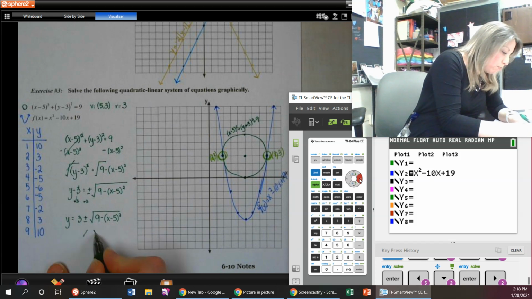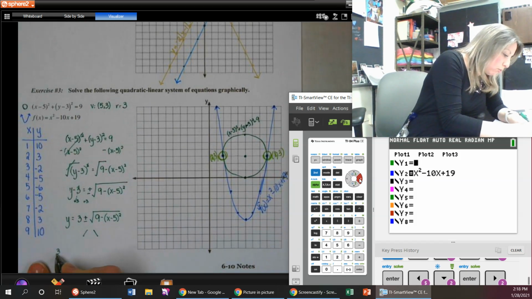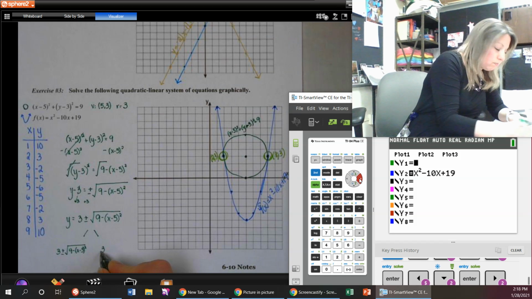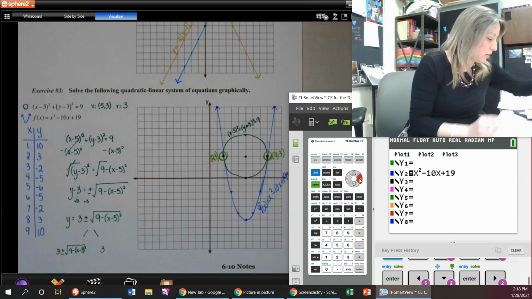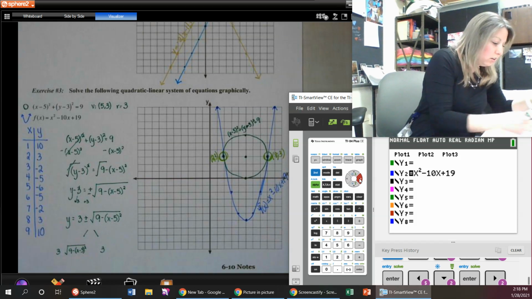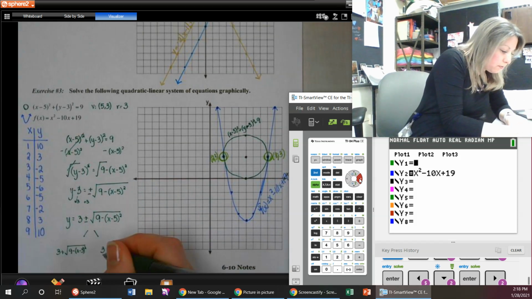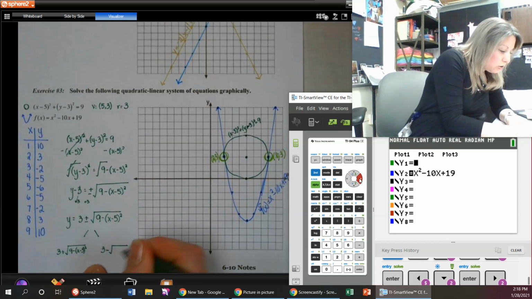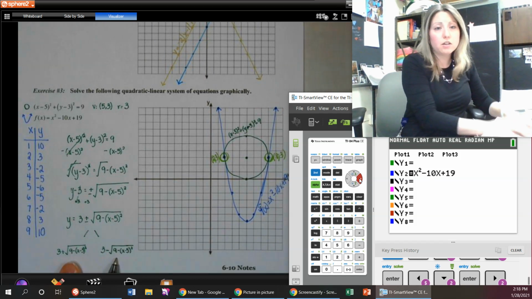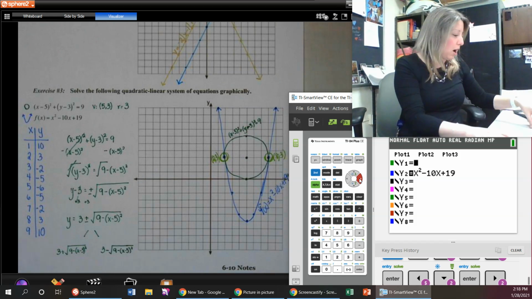So in one of my y's, I'm going to put 3 plus radical 9 minus (x - 5)^2. And in the other side, not plus or minus, I'm just plus. I don't have a plus or minus button on my graphing calculator. Duh. That's why I'm showing you this. And 3 minus the square root of 9 minus (x - 5)^2. These separate things go in your y equal.